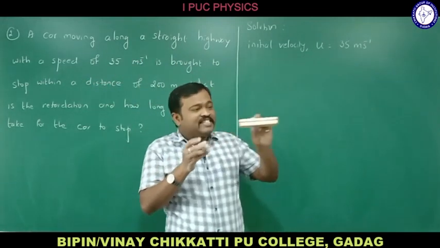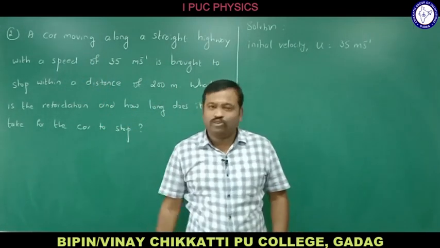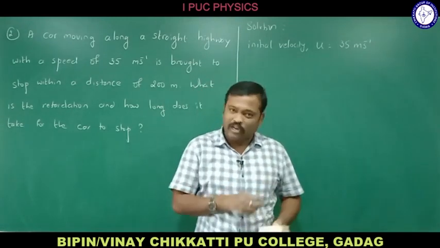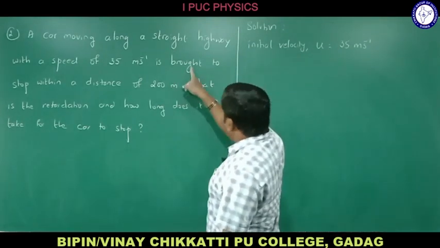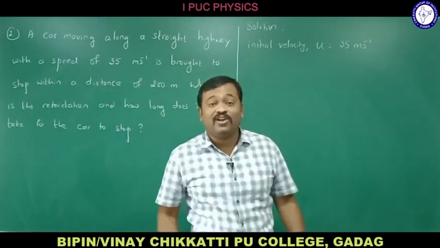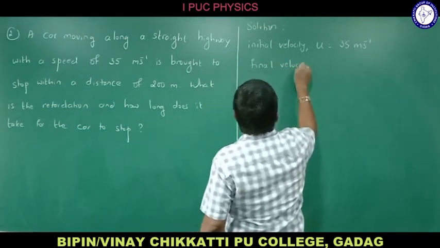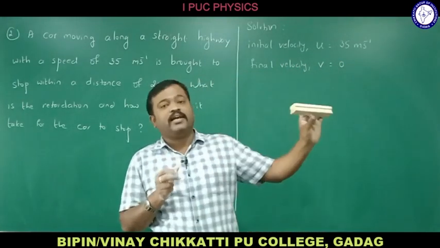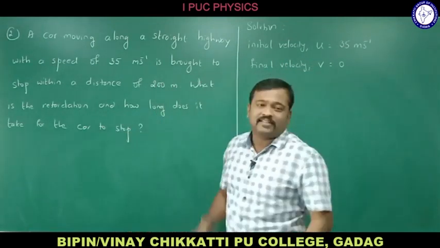If a car is moving in a straight line, that time speed can be considered as velocity. Do remember, we have studied about this. If a body is moving along a straight line, its speed is nothing but its velocity. So initial velocity u is equal to 35 meter per second. It is brought to stop, means what is the final velocity? 0, right? The final velocity is 0. If a body begins from rest, then the initial velocity is 0. If the body is brought to stop, then the final velocity is 0.